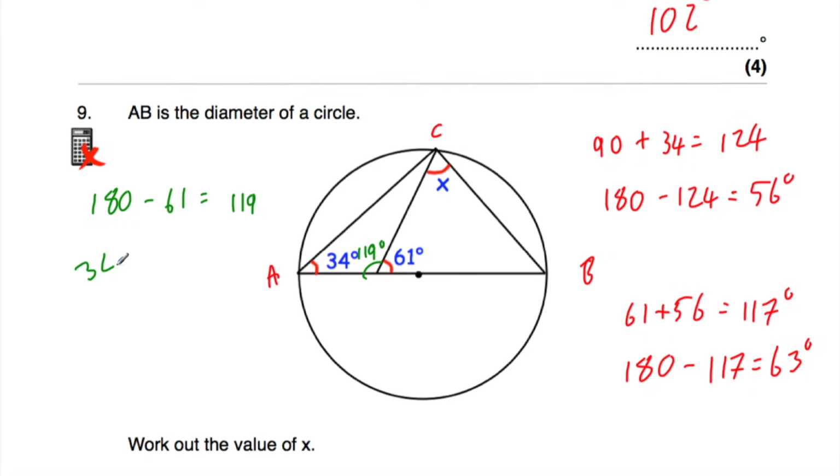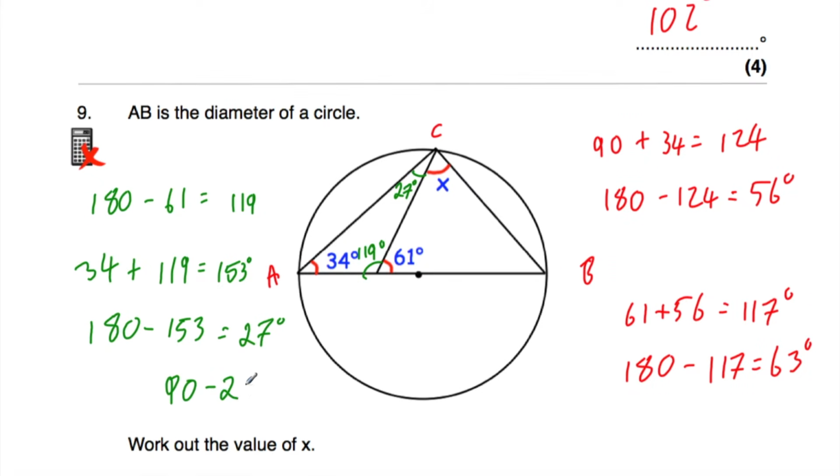So 34 plus the 119 would be equal to 153 degrees. So that means that these two angles, when you add them together, that's 153 degrees. Now we can take that away from 180 to find the size of that small angle at the top. So 180 take away 153 is equal to 27 degrees. So that angle at the top is 27 degrees. And then finally, now we can look at the big triangle and say, well, that's a right angle at the top. So if we do 90 take away 27, that's going to be equal to 63. So that means that this angle must be 63 degrees. And that's it. Okay, let's have a look at our next question, question number 10.